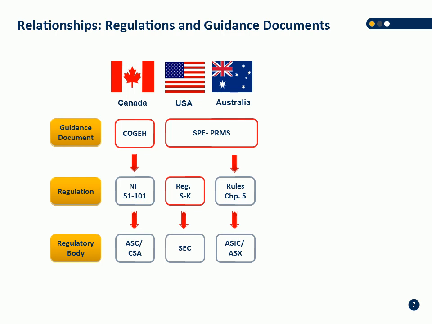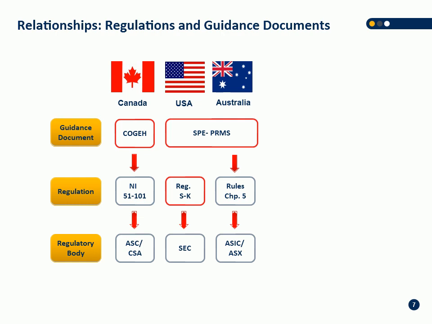The regulatory body that controls and monitors public disclosure in Canada is the Alberta Securities Commission and the Canadian Securities Administrators. In the U.S., there is no direct link to PRMS within the disclosure guidance. In the U.S., most companies use PRMS as their evaluation guidelines internally, but they're not required to by the disclosure guidelines to see definitions and classifications for reserves.